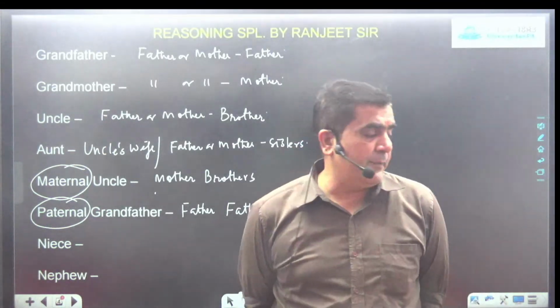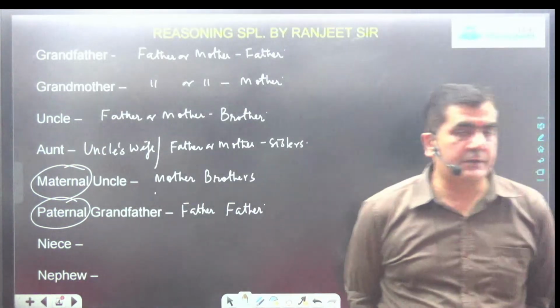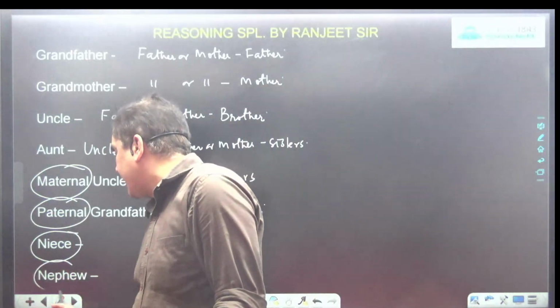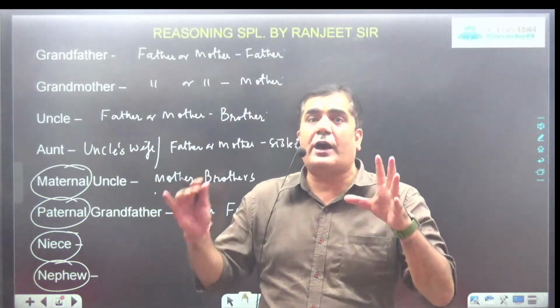Clear? Anyone, any problem? Clear? Next one. Who is called as niece? The two important words have come, niece and nephew. Two important relations, niece and nephew, are going to come. Who are called as niece?